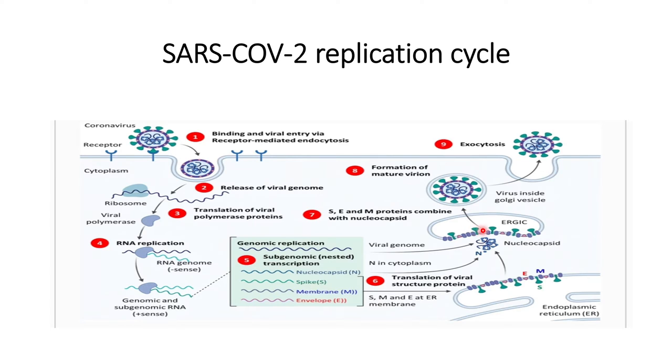During this process from ERGIC to Golgi, the complete formation of the SARS-CoV-2 virus occurs, which can be transported by exocytosis to the extracellular matrix and can infect other cells. This process of transporting any proteins or any virus out of the cell is known as exocytosis. So this exocytosis occurs, and then this SARS-CoV-2 virus can infect other cells.